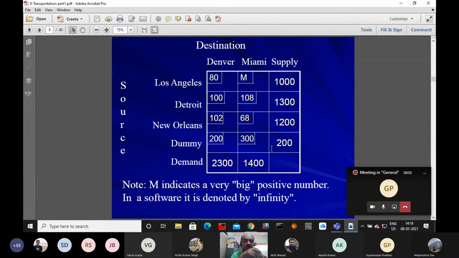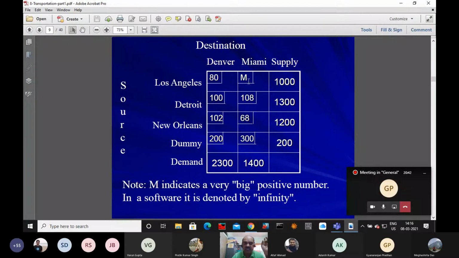See, what is given here? The cost. If you are transporting 1 unit of goods from Los Angeles to Denver, the transportation cost is 880 per unit. Okay, 1 unit. And this Los Angeles to Miami, and this is M per unit.